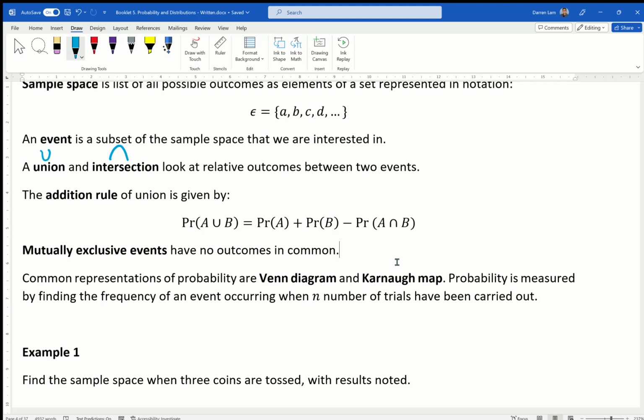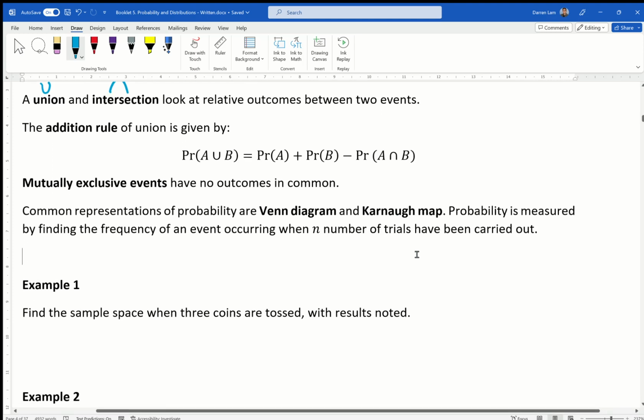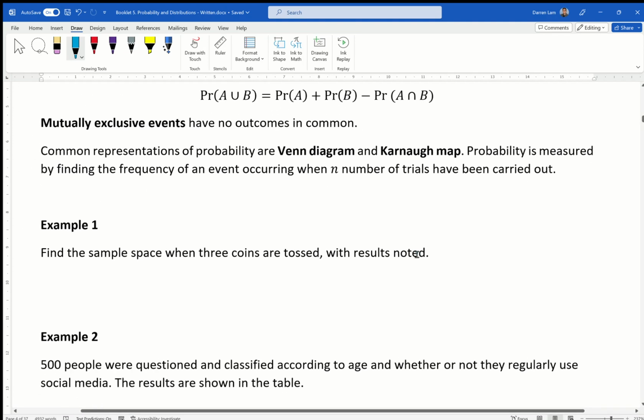Okay? Alright, so probability in terms of Venn diagrams, Carnot maps, you need to know how to use. I believe you did Carnot maps last year, is that correct? Okay, lovely. We'll just go through some very basic questions super quickly.